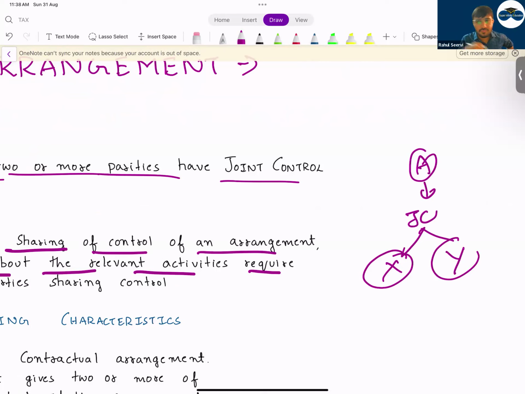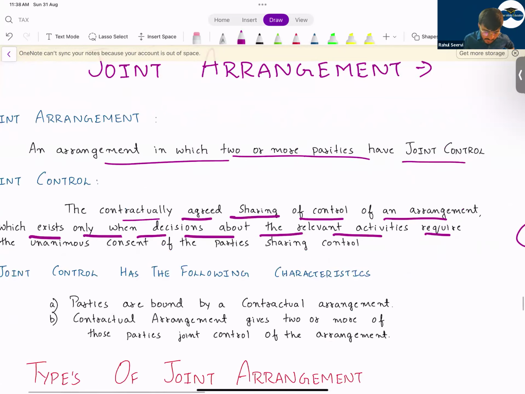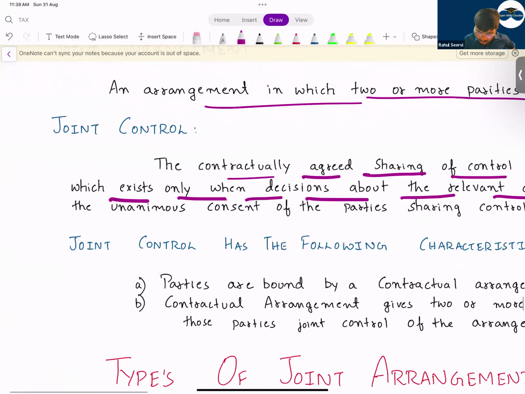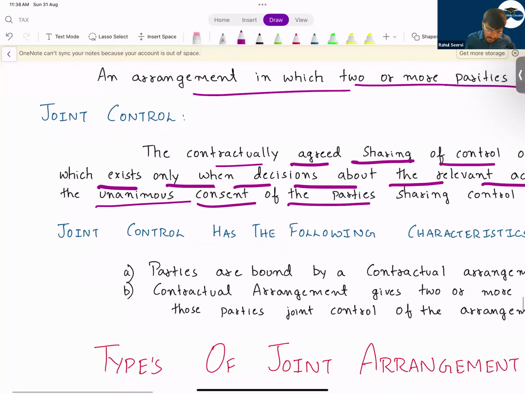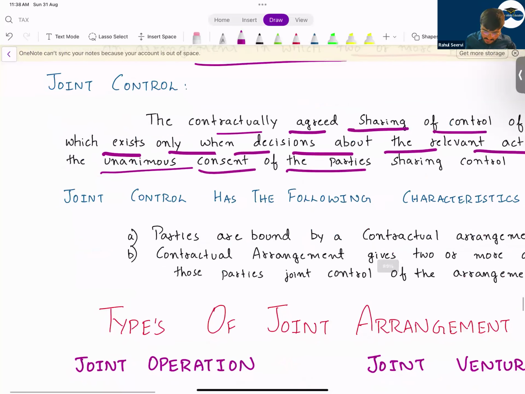If I agree and Y is saying no, we can't do anything. Both the parties should agree. Consent of both the parties is required here. That means unanimous consent of both the parties is required. Joint control has the following characteristics.